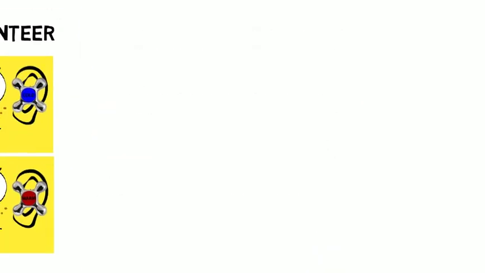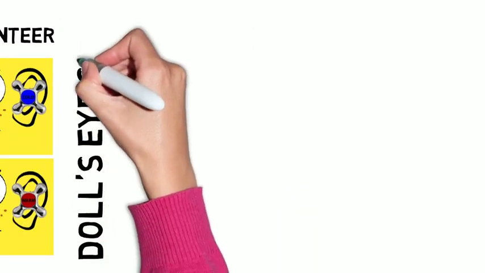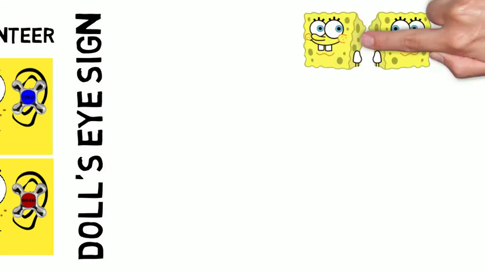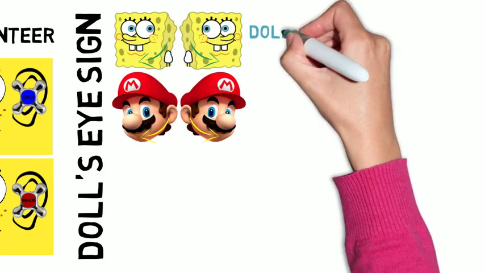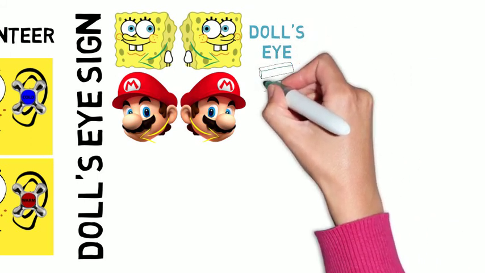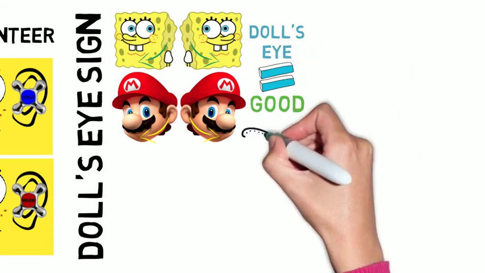Another way to assess VOR is by using the doll's eye test, in which the head is rotated to the left or the right. The reflex is present if the eyes move in the opposite direction of the head movements, and this indicates that the brainstem is intact.